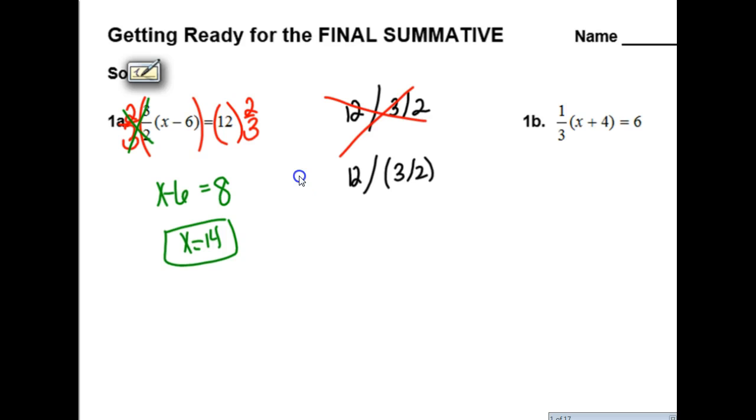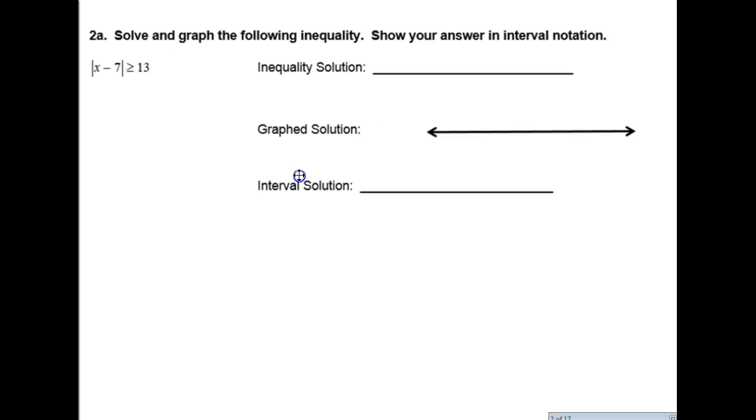Alright, so keep that in mind as far as error analysis. And of course, on that question, guys, when you know it's an error analysis question, don't ever tell me that the kid did it right, because they never did.